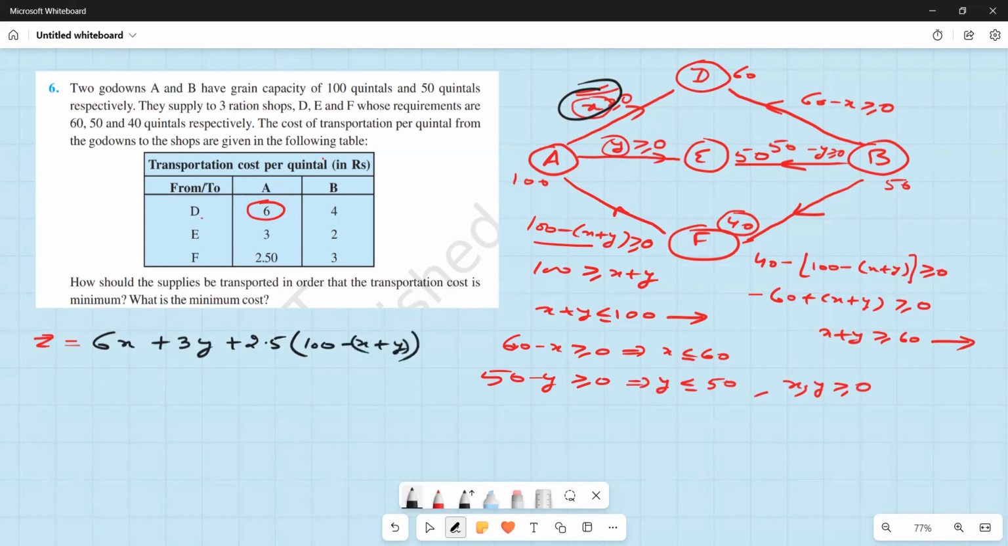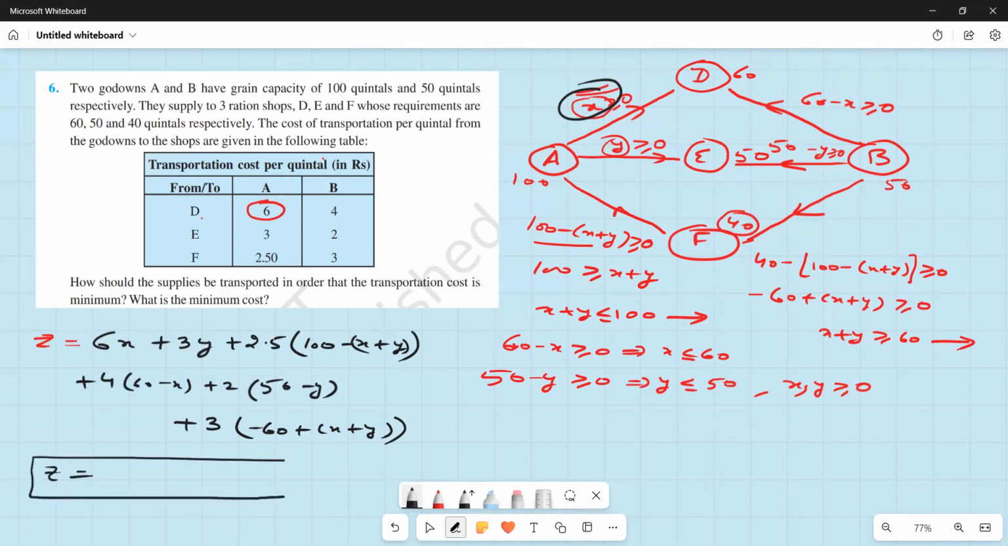That is for A. Now for B. B is giving 60 minus X. So 60 minus X. Then 2 cost is for E. So that is 50 minus Y. And then 3 into (minus 60 plus X plus Y). So that is your objective function. Simplify it and find out the objective function Z, which you will minimize. Cost should always be minimum, so you have to minimize this.